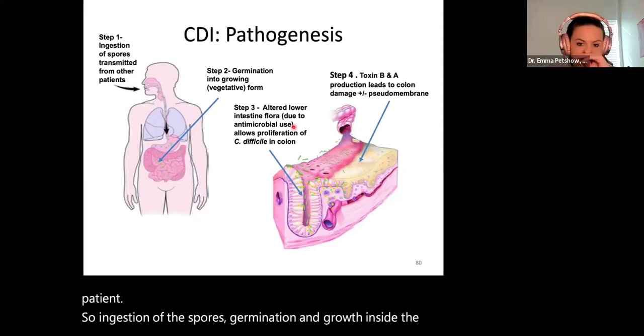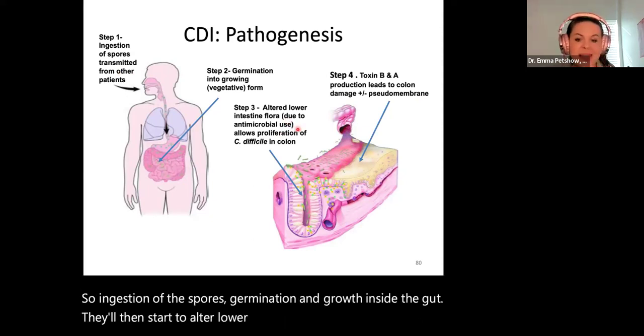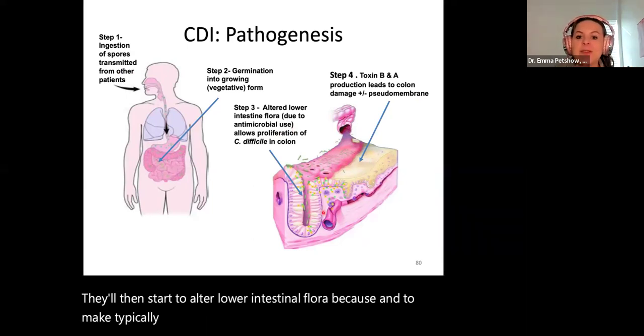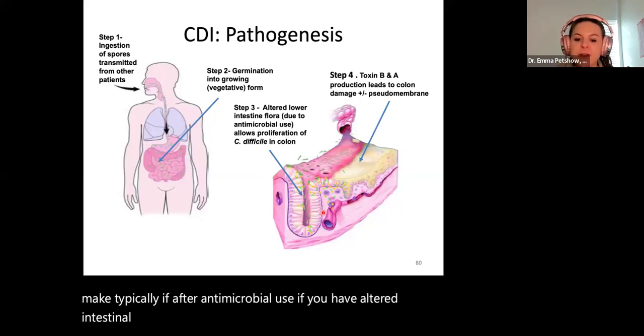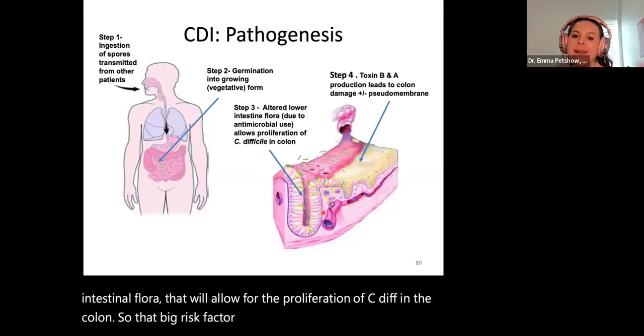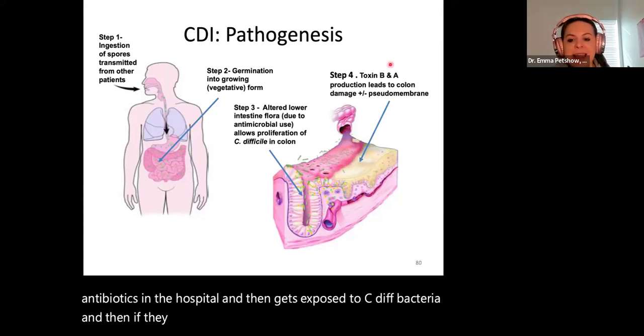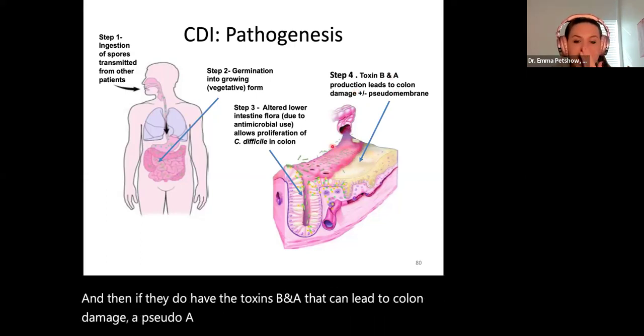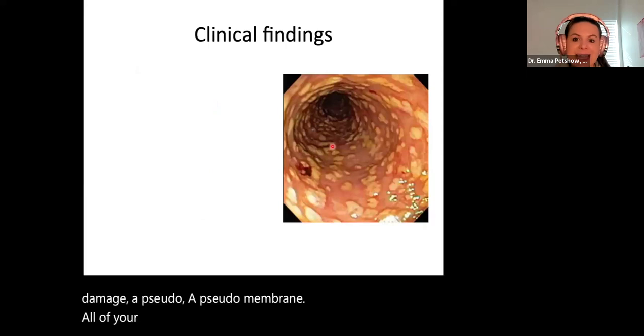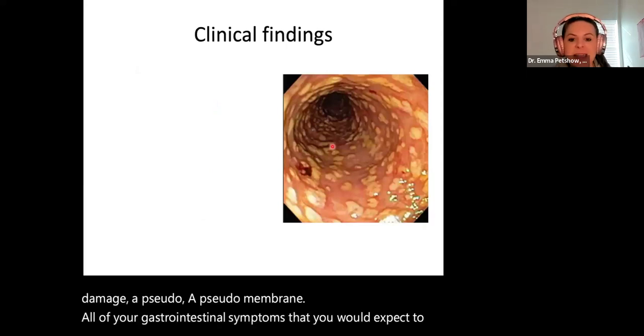They'll then start to alter lower intestinal flora, because typically after antimicrobial use, if you have altered intestinal flora, that will allow for the proliferation of C. diff in the colon. So the big risk factor is someone who's just been on antibiotics in the hospital and then gets exposed to C. diff bacteria. And then if they do have the toxins B and A, that can lead to colon damage, a pseudomembrane, all of your gastrointestinal symptoms that you would expect to see in a gastroenteritis.